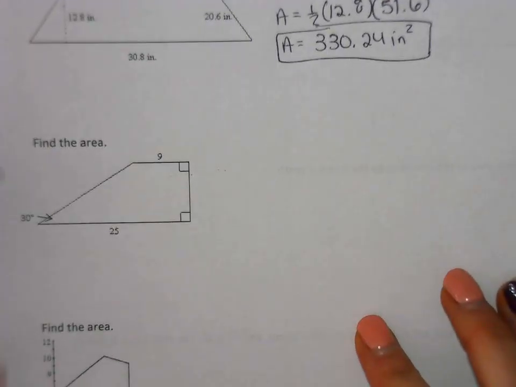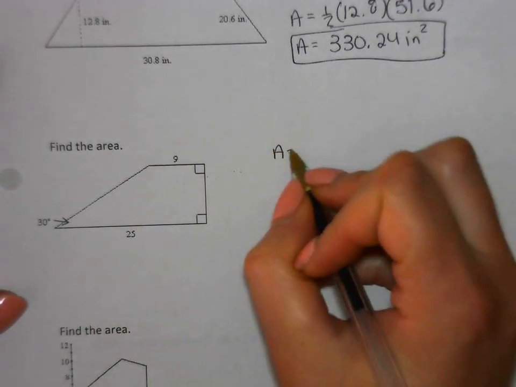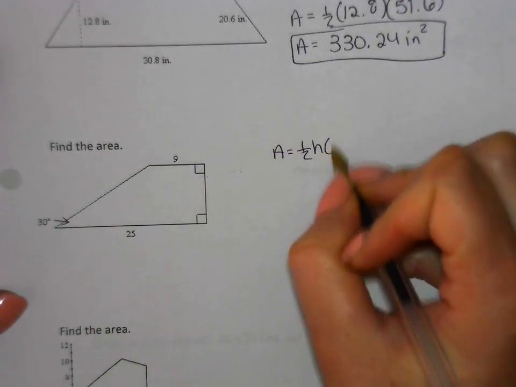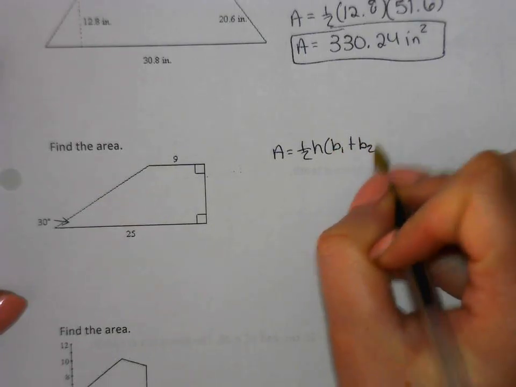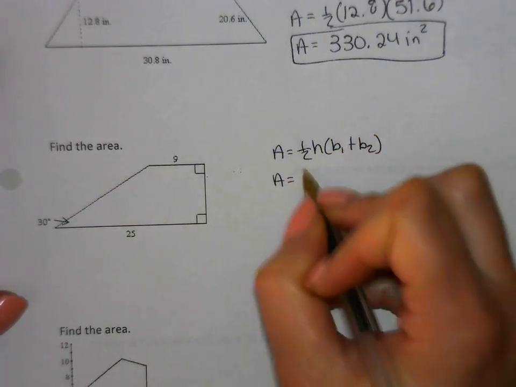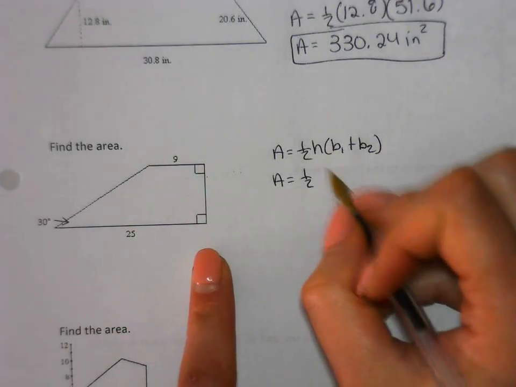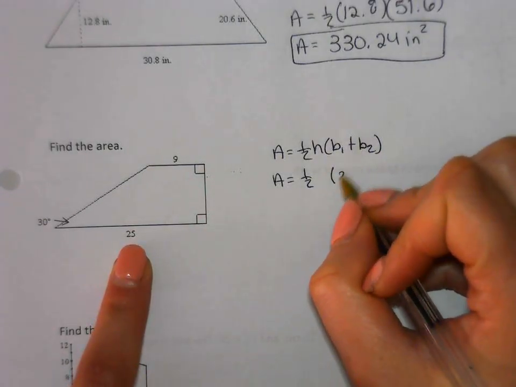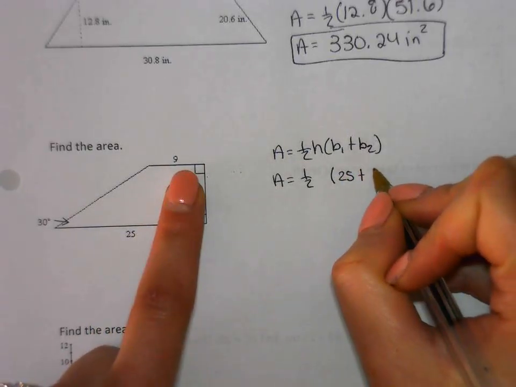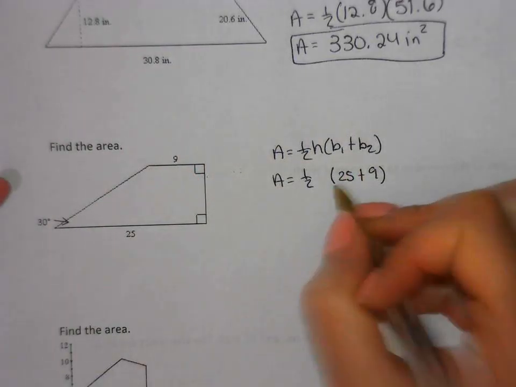So here we need to find the area of this trapezoid. So we're going to use our formula. Area equals 1/2 times the quantity of base 1 plus base 2. So the area equals 1/2. We don't know the value of our height, so we're going to have to find that, but we do know our base 1 is 25 and our base 2 is 9. So let's find the value of our height.